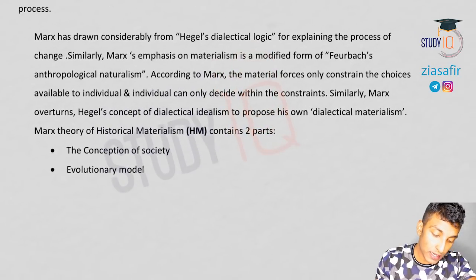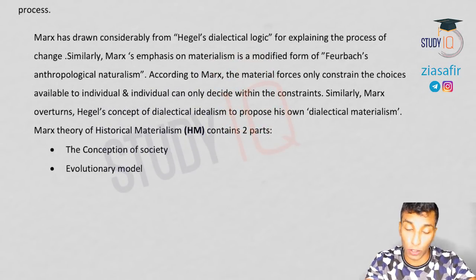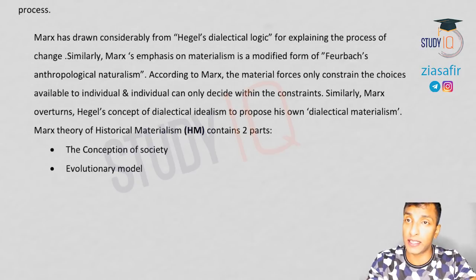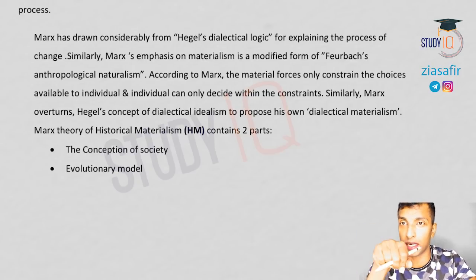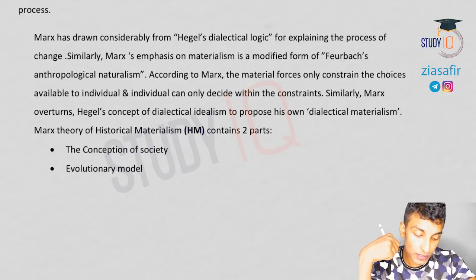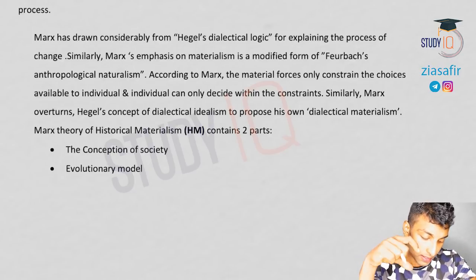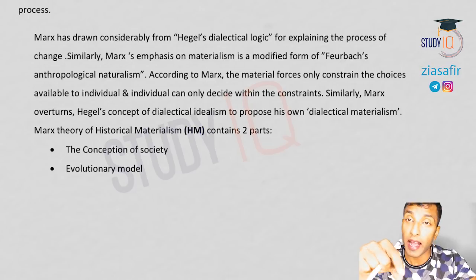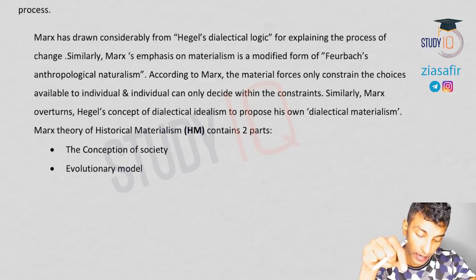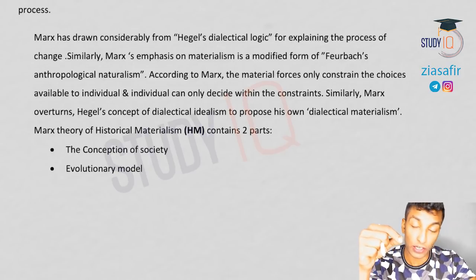Marx has drawn considerably from Hegel's dialectical logic for explaining the process of change. Dialectics means the contradictions present in society. Similarly, Marx's emphasis on materialism is a modified version of Feuerbach's concept of anthropological naturalism. According to Marx, the material forces only constrain the choices available to individuals, and individuals can only decide within the constraints. Similarly, Marx overturns Hegel's concept of dialectical idealism to propose his own dialectical materialism.